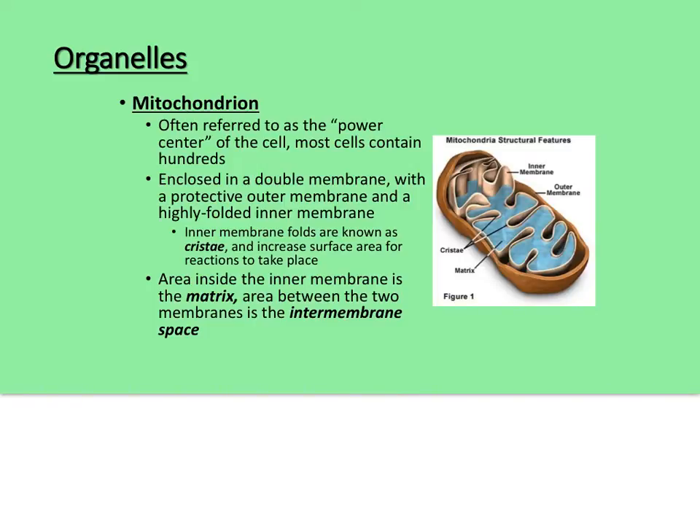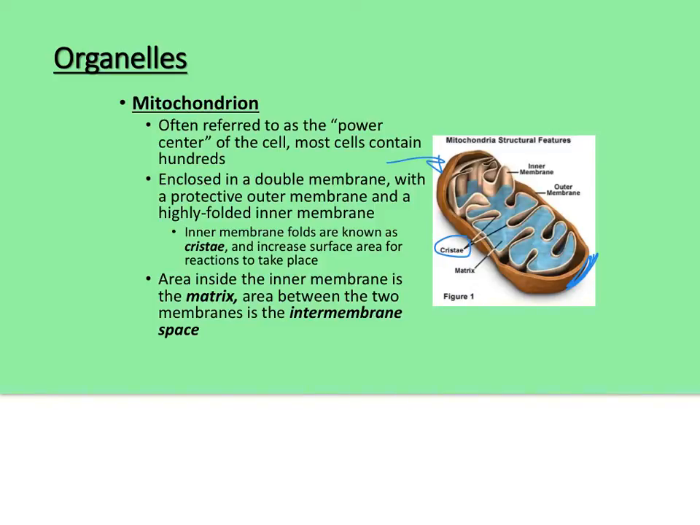Alright, so the second organelle that we're going to take a look at here is the mitochondrion, or plural would be mitochondria. Now this is often referred to as the power center of the cell. Most eukaryotic cells in a multicellular organism like you and me contain hundreds of mitochondria. The mitochondria, kind of like the nucleus, also has a double membrane structure with somewhat of a more dense protective outer membrane and then an inner membrane that's really folded up like you see here. And these folds are referred to as cristae.